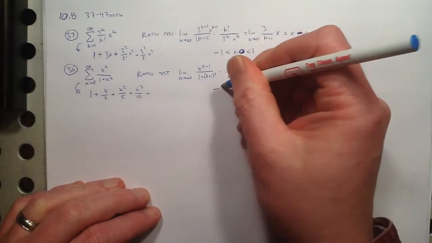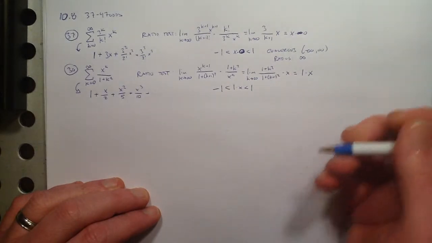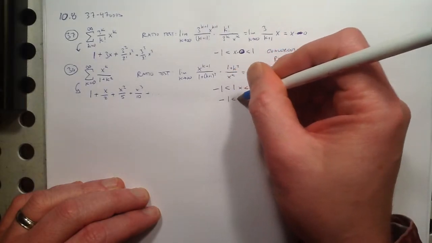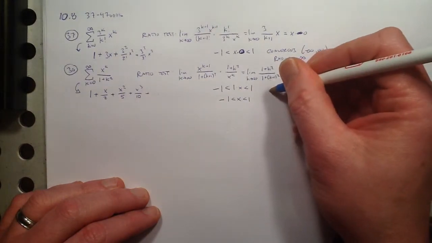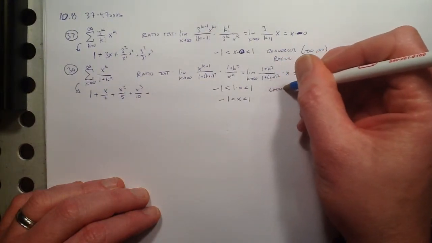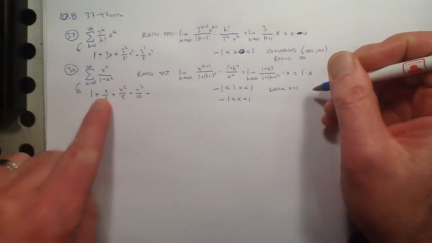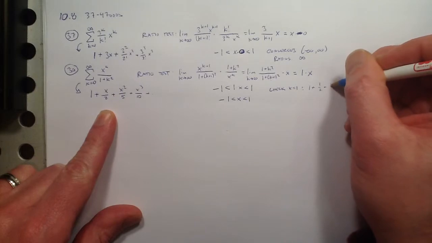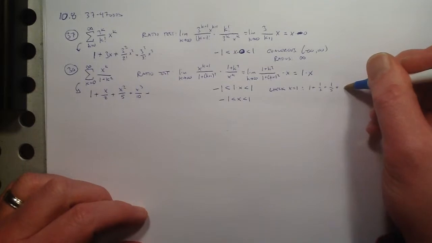So I need to make sure that 1 times x is in between -1 and 1, so my interval is from -1 to 1. But I need to check the endpoints. This is where your limit comparison knowledge might come in handy. When x is equal to 1, then I just get 1 plus 1/2 plus 1/5. And that might be kind of hard to see. Maybe it would be easier to see if we write it like this.